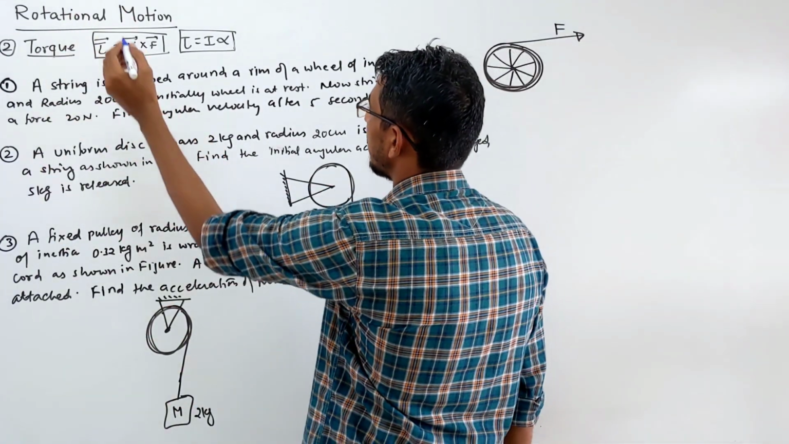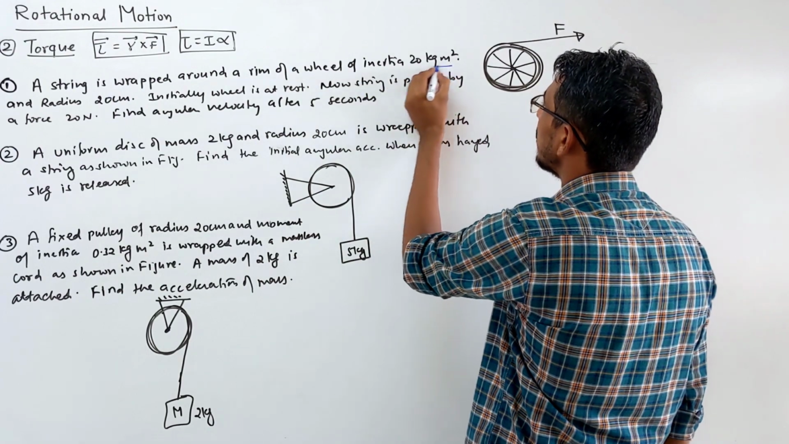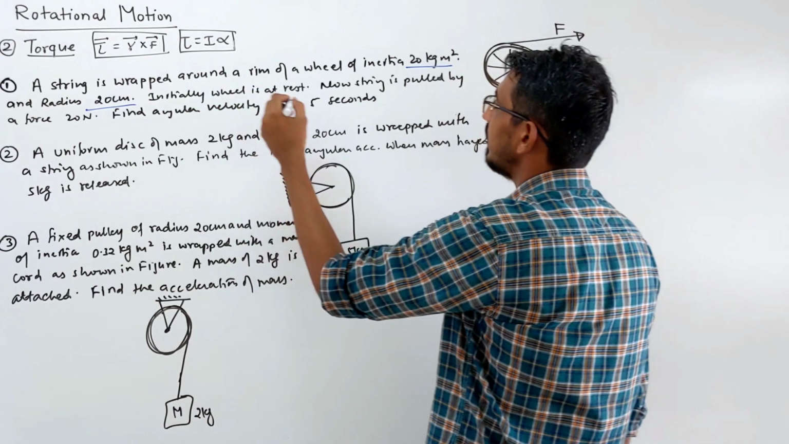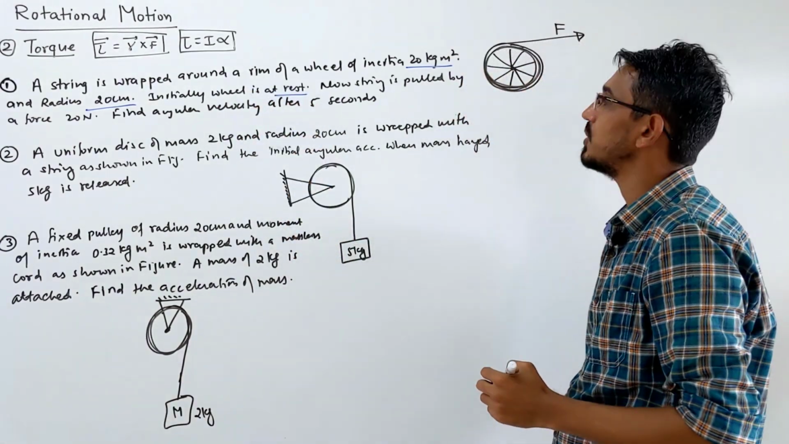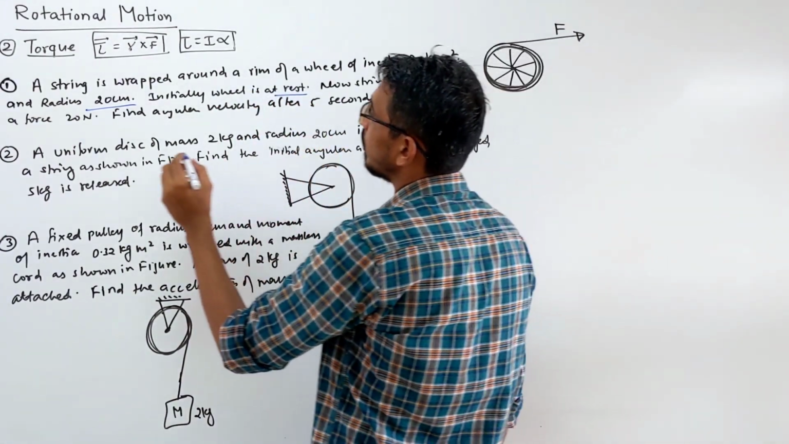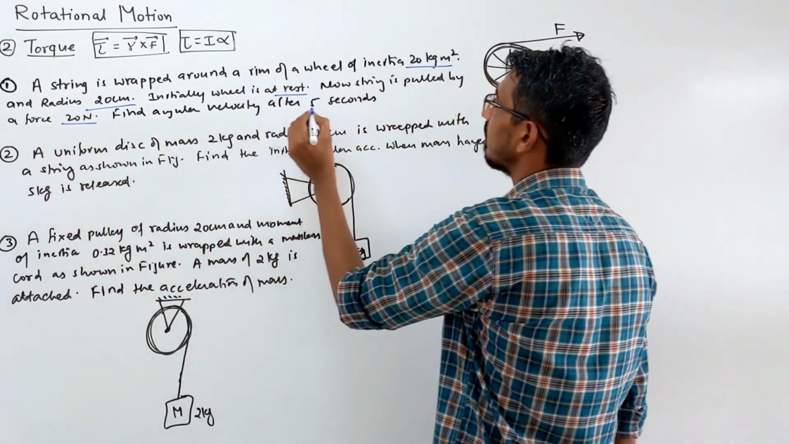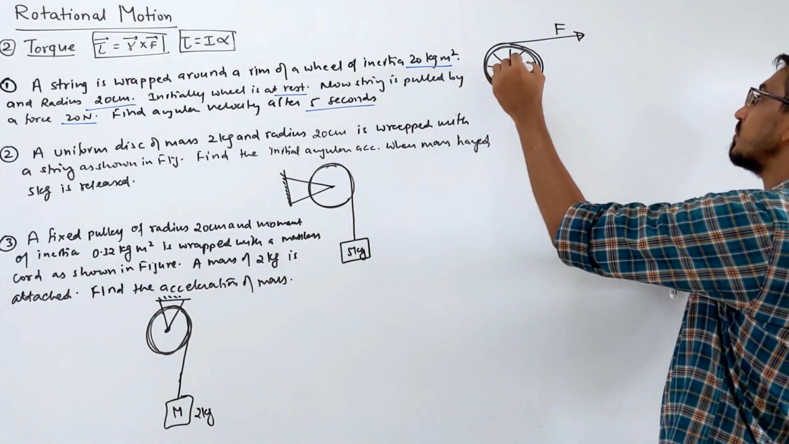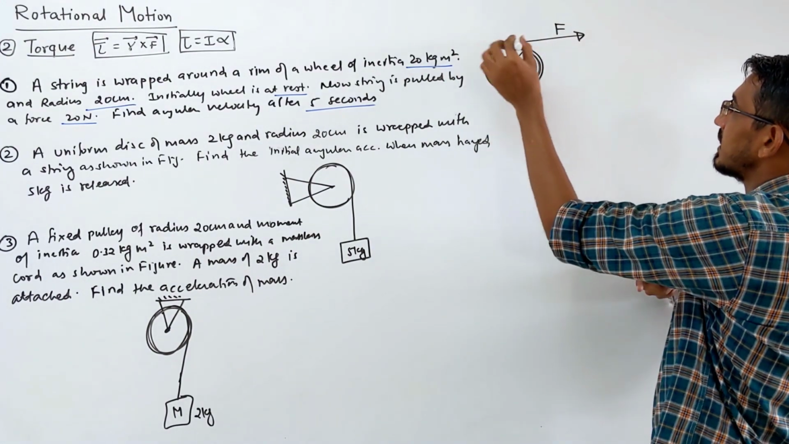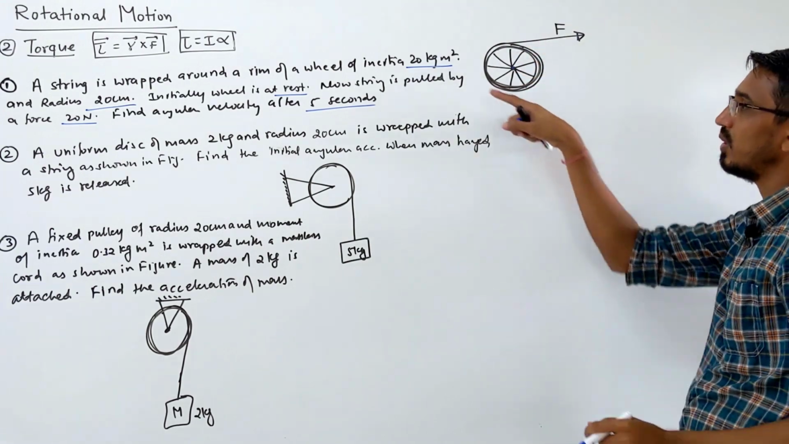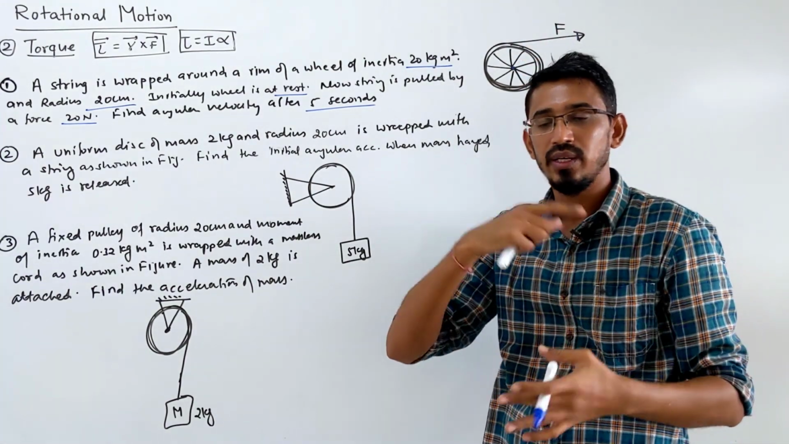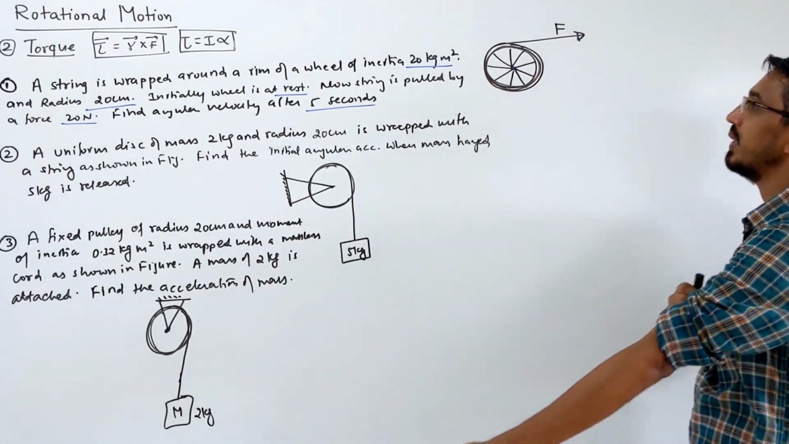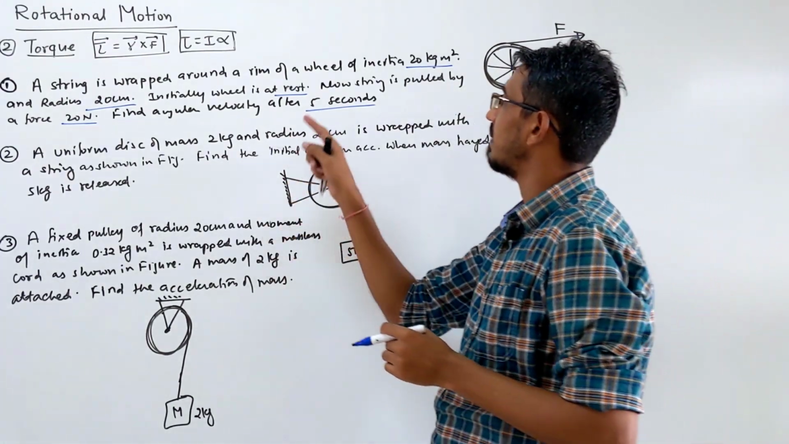Okay, so let's see this example. A string is wrapped around the rim of a wheel of inertia 20 kg meter square and radius 20 centimeter. Initially the wheel is at rest. Initial velocity is given 0. Now the string is pulled by a force of 20 Newton. Find the angular velocity after 5 seconds. This is the picture here. So this is a wheel fixed about this axle, rotating about that axle when we apply a force here. This is a cord or string wrapped around it. So when you pull that string, this wheel will rotate, right?